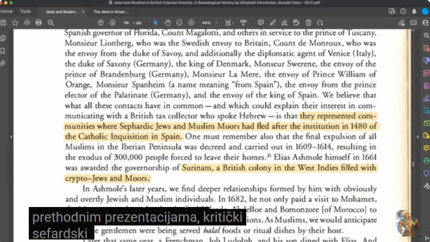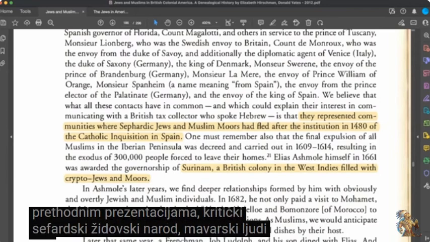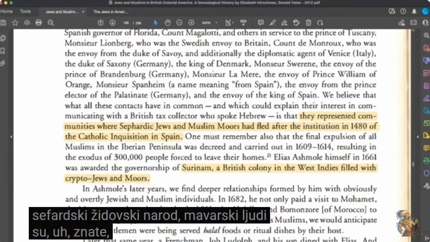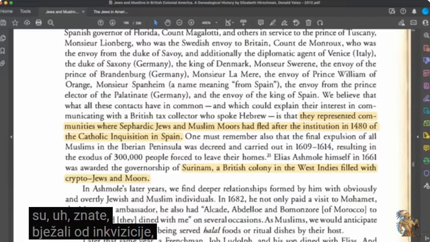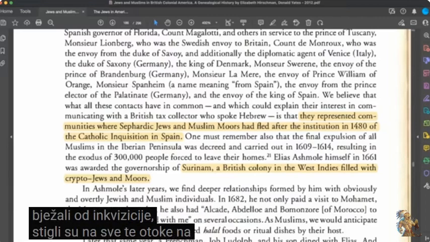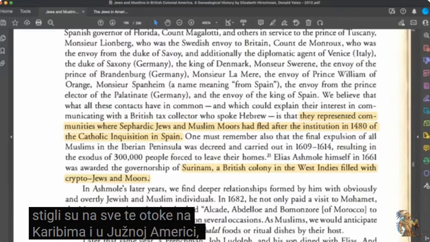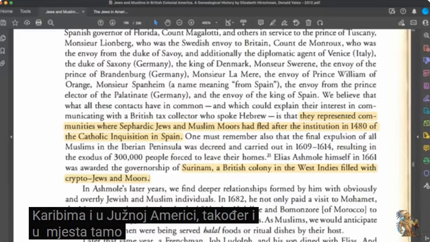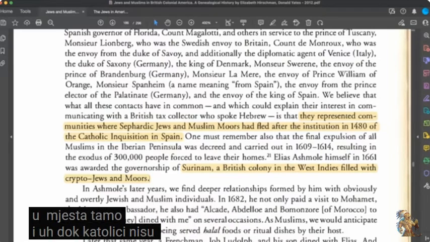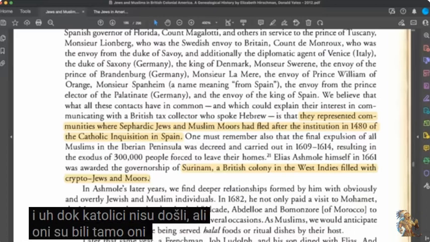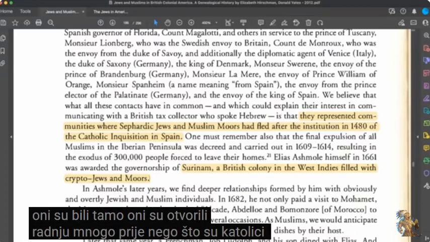The crypto Sephardic Jewish people, Moorish people were running away from the Inquisition. They had made it to all these islands in the Caribbean and South America as well, and the places there, until the Catholics had come. But they were there. They had set up shop way before the Catholics had come.